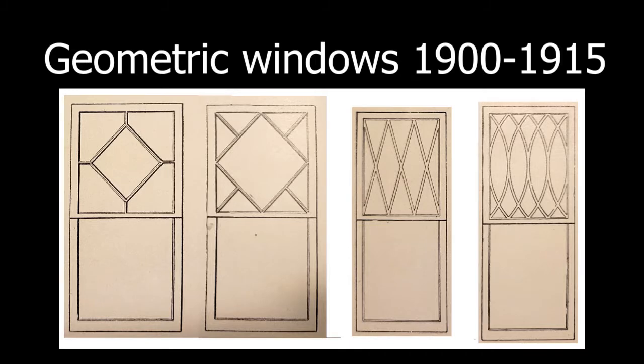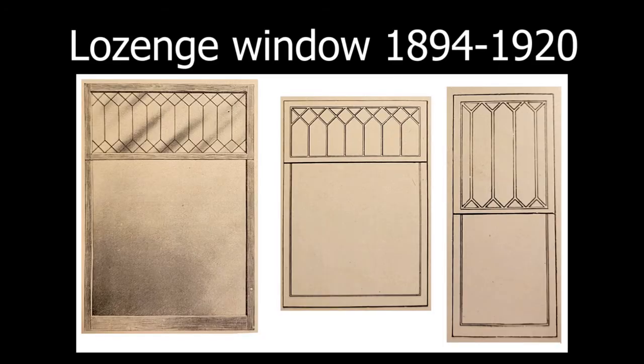Next is the set of windows called the geometric windows. These windows are characterized by the use of geometric shapes, meaning either squares or diamonds, or else the use of curved muntins, as you see on the right here. These were generally made between the years 1900 and 1915 and came in a wide variety of different shapes and sizes. The final window in this set is the lozenge window.